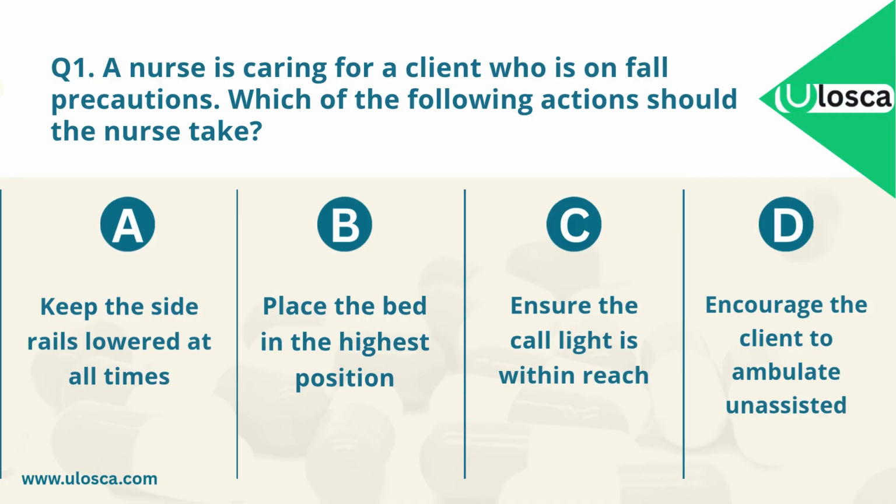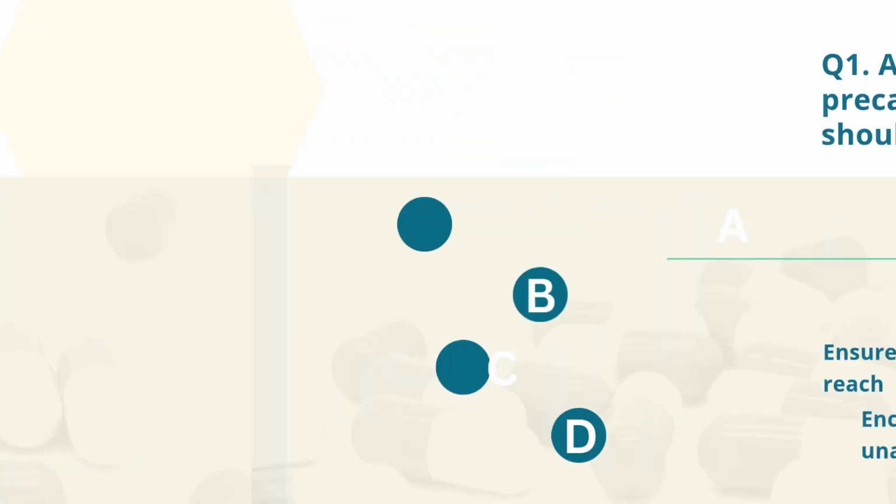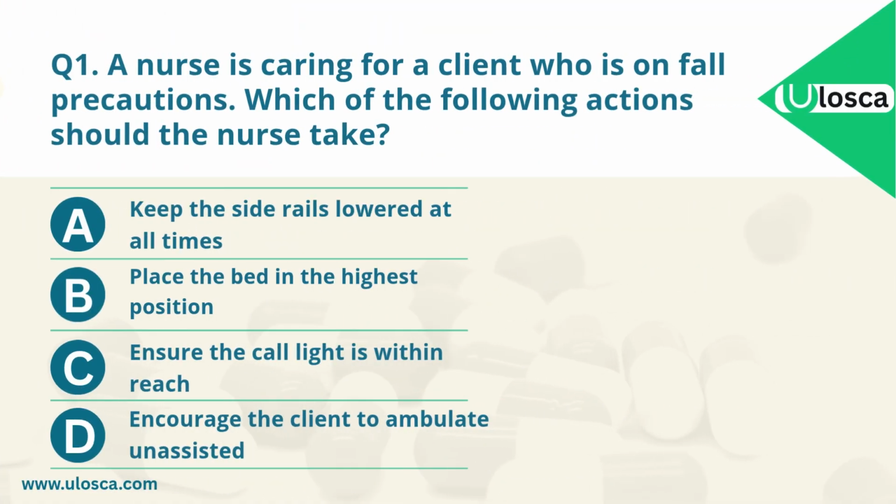A. Keep the side rails lowered at all times. B. Place the bed in the highest position. C. Ensure the call light is within reach. D. Encourage the client to ambulate unassisted. Which one is the correct answer? The correct answer is C. Ensure the call light is within reach.